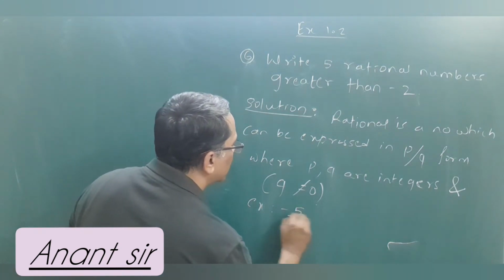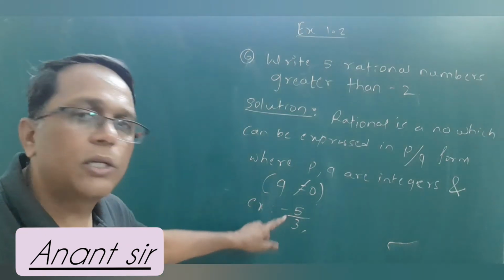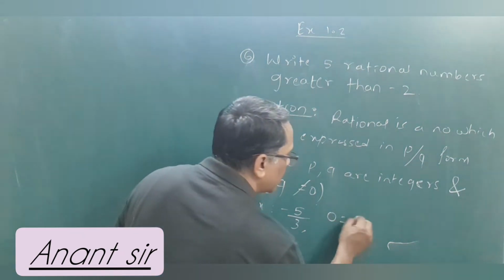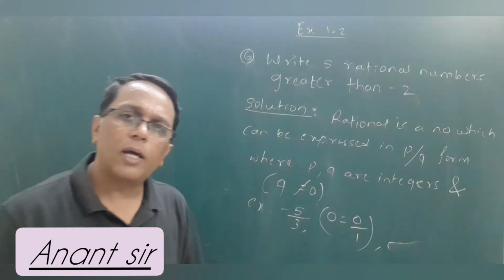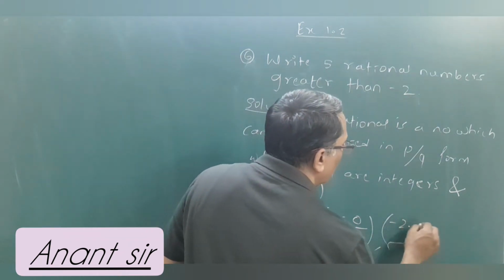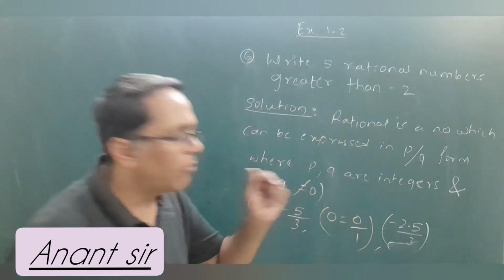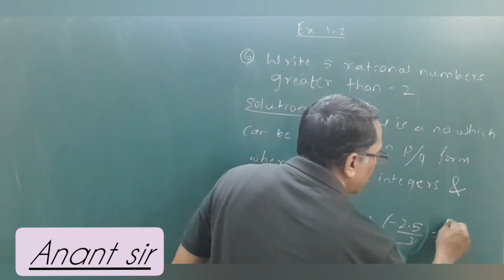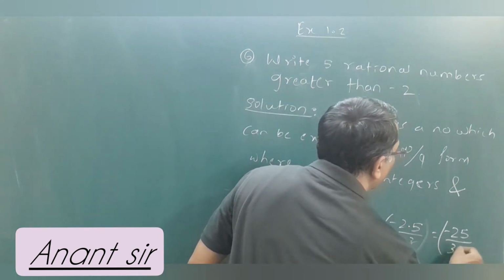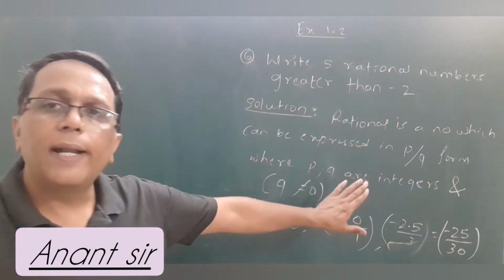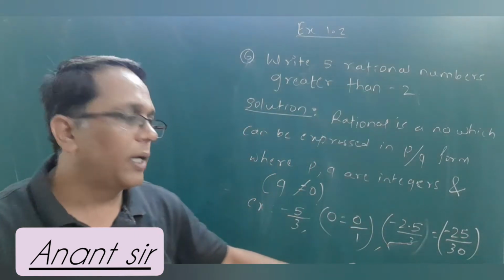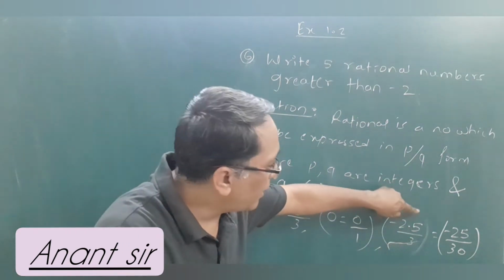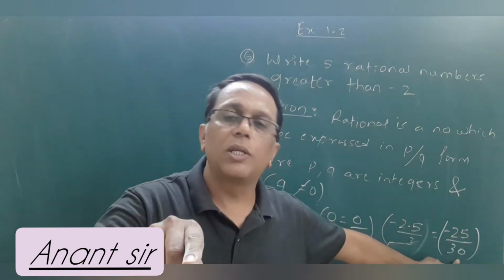For example, now minus 5 by 3. These are integers, denominator is not 0. 0 is also a rational number because I can write 0 as 0 by 1. So 0 is also a rational number. Similarly, if you have confusion, sir, is this a rational number? Minus 2.5 by 3. Yes, it is also a rational number because I can write this as minus 25 by 30, no? If I take out that decimal point, I will be giving 1 0 in the denominator because there was one digit after the decimal point in the numerator. So that's why I have given 1 0 in the denominator.